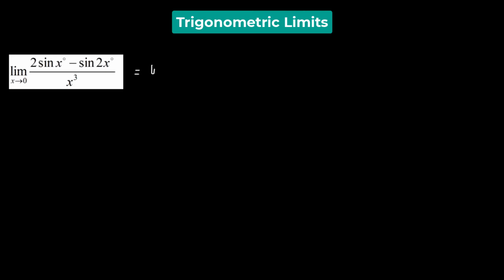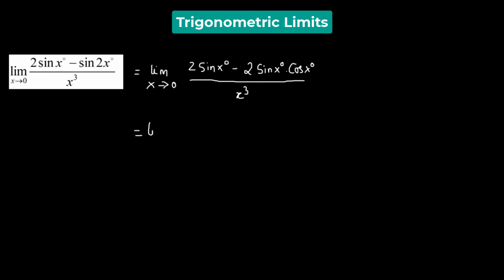So we have limit x tending to 0 of 2 sine x degrees minus, now sine 2x is an identity which can be expanded as 2 times sine x degrees times cosine of x degrees, divided by x cube. Now we are going to take 2 sine x degree as the common factor in the numerator. So that is going to leave us with 1 minus cosine of x degree divided by x cubed.